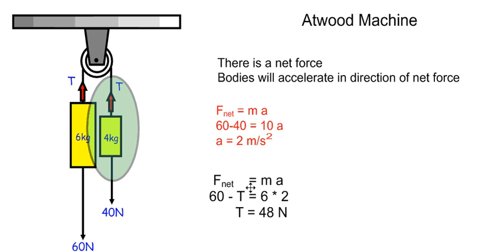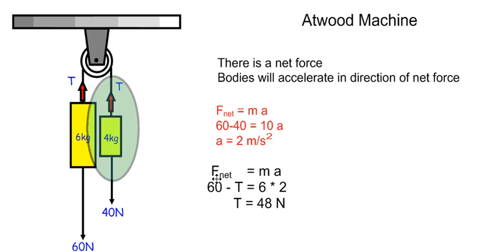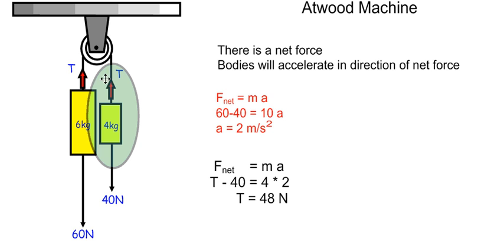Applying Newton's second law equation in this case, we have the net force to be T minus 40 newtons, and that causes the mass of 4 kilograms to accelerate at the previously found value of 2 meters per second squared. Mathematically, it gives us a tension of 48 newtons.